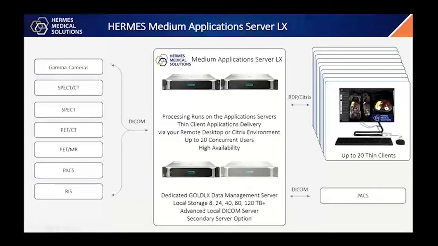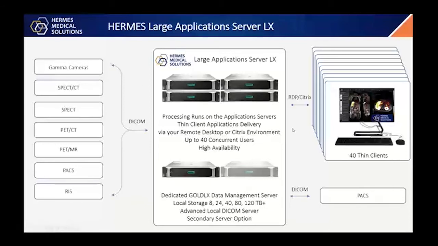And again, if we go up another level, this is for a large department where you have, say, 40 concurrent users. Again, you have high availability, because here we have 4 application servers all working together to spread the load of different users between different physical machines, and also to effectively provide redundancy should any one of those systems fail. And again, the data layer is the same, so that can be expanded as is required.